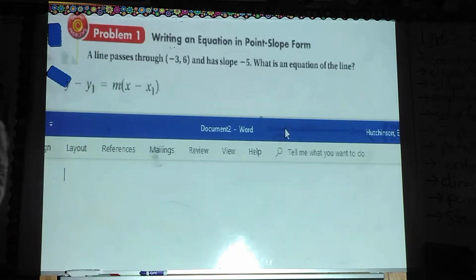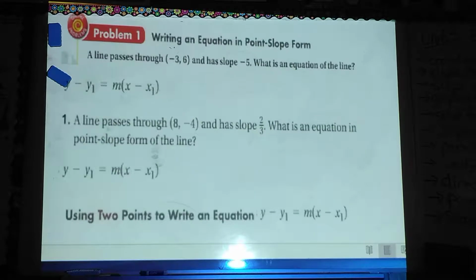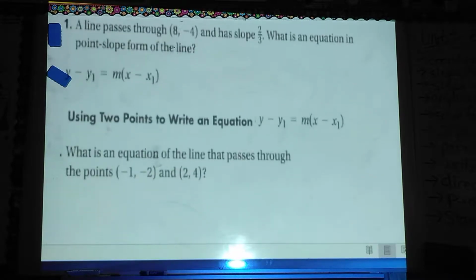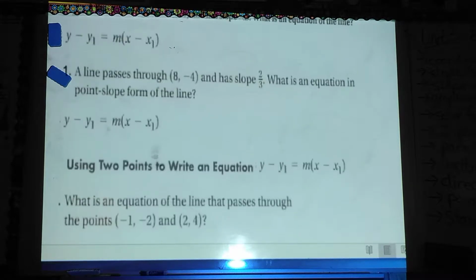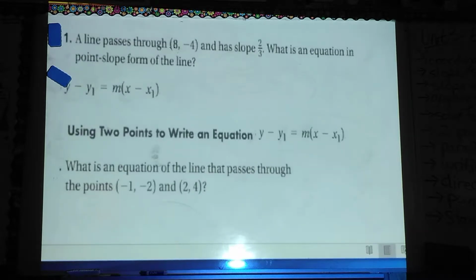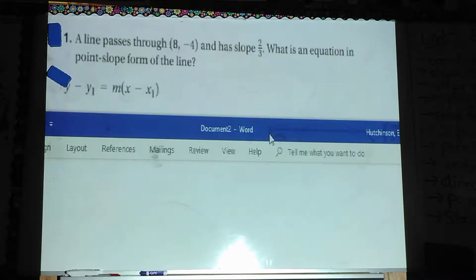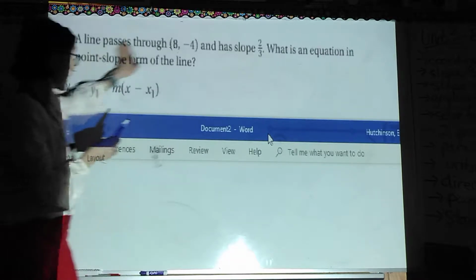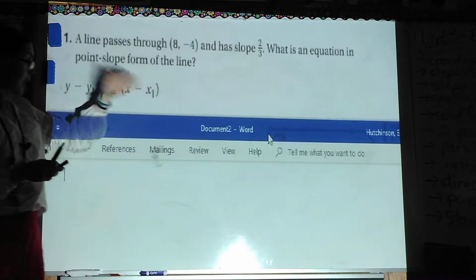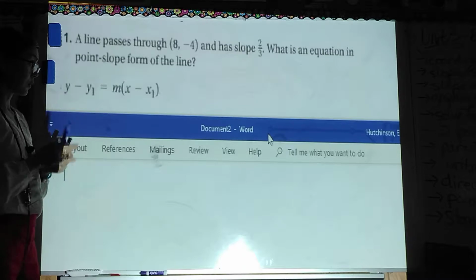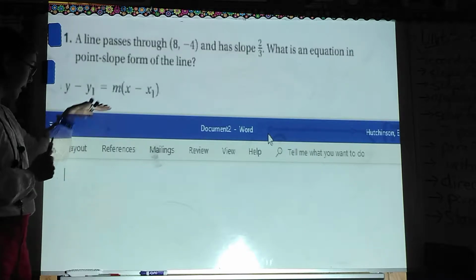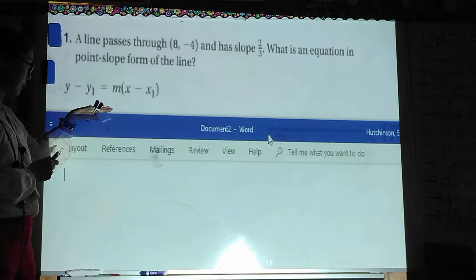So you try it. So what is the slope? A line passes through positive 8 and negative 4, and you go ahead and you try it, and then we'll go over it together. Write the equation of the line in this point-slope form.